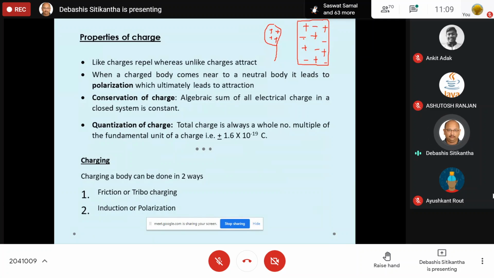Now, what is going to happen is that since these electrons are very light, they are mobile in nature. So what happens when this positively charged body comes near this neutral body? Before that, there is no attraction between them. But now let us say I bring this positively charged balloon near this neutral wall.